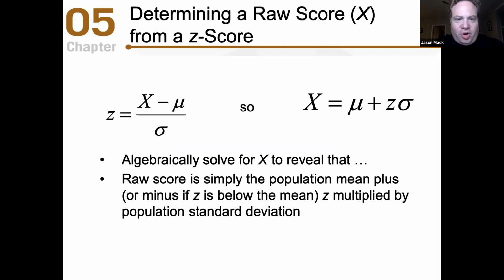To determine a raw score, or x score, z is equal to, like I mentioned, x, the value, minus the mean over the standard deviation, or sigma. Therefore, x is equal to the mean plus the z-score times the standard deviation. And then you can algebraically solve for x to reveal what the answer is. The raw score is simply the population mean plus, or minus if z is below the mean, z multiplied by the standard deviation.